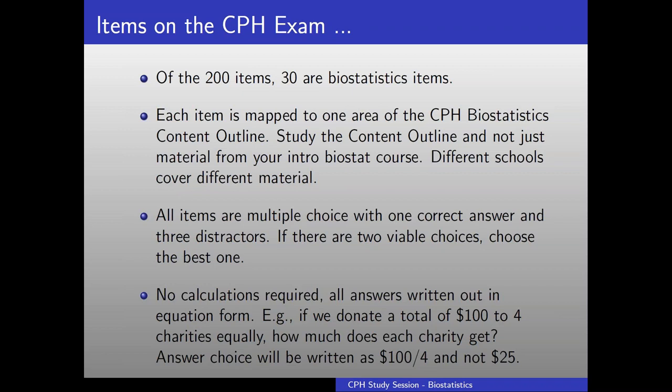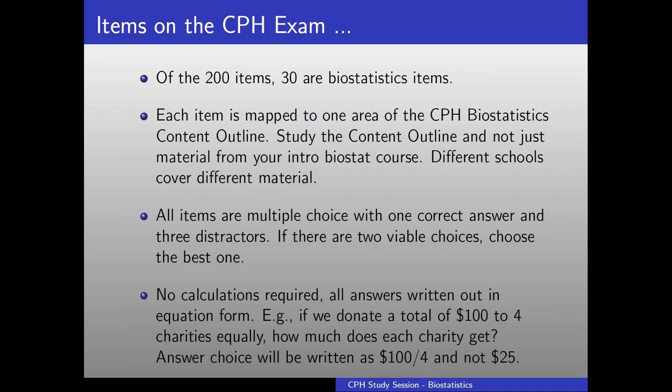All items on the exam are multiple choice. There will be a question followed by 4 possible answers. There will be only 1 correct answer and 3 what we call distractors, or incorrect answers. If you see that there may be 2 viable choices, you should choose the best one. Best one may mean the most commonly used one. Sometimes you may see an item where you say, both choices are in fact correct. But ask yourself, which one is the most conventional, or which one is the best answer out of the 2?